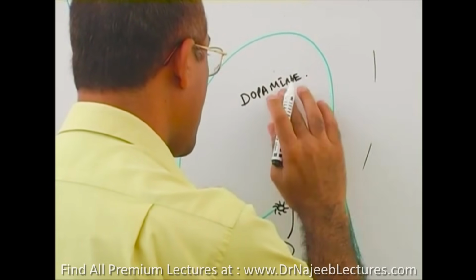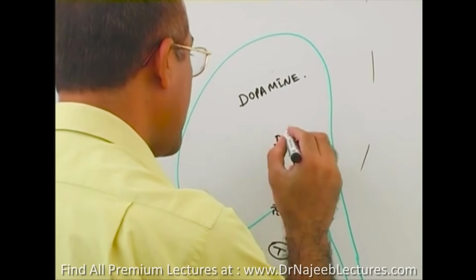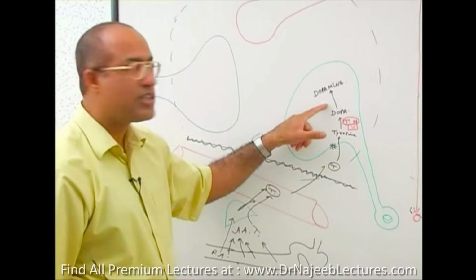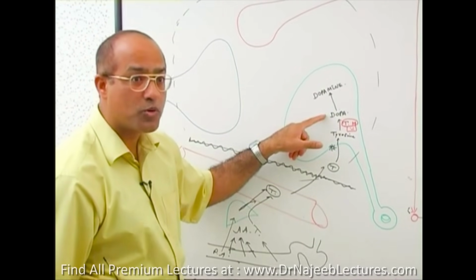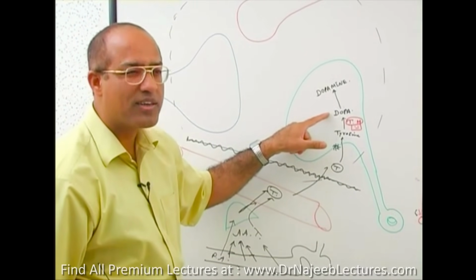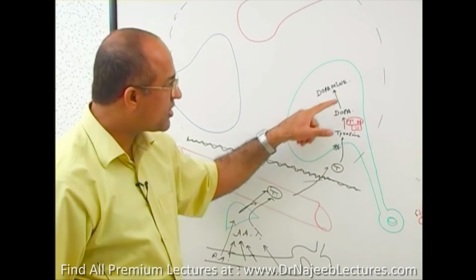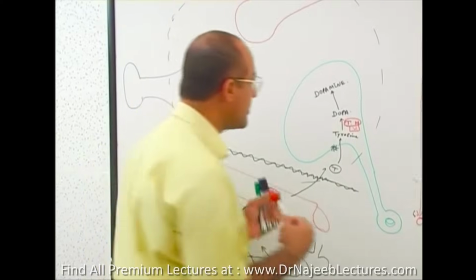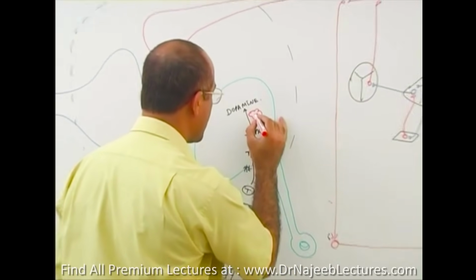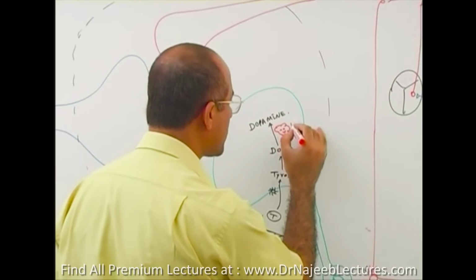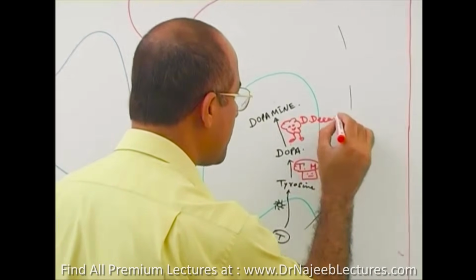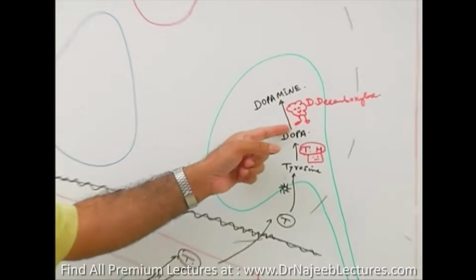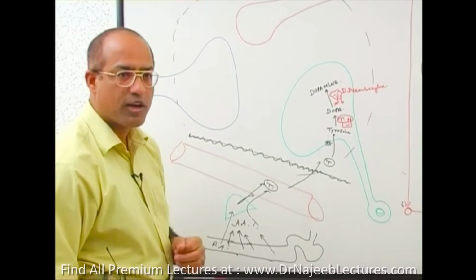Now look, to convert dopa into dopamine, what process is required? Decarboxylation of dopa. Out of the dopa molecule, we should get carbon dioxide out. So this enzyme which is present over here is called dopa decarboxylase. This is a very important enzyme. So it gets a carbon dioxide out of dopa, and what is left behind is dopamine.